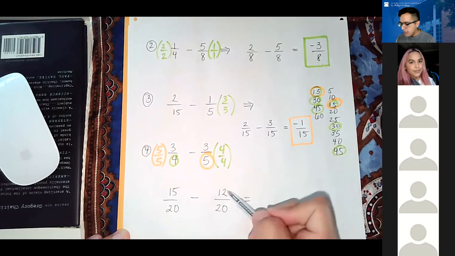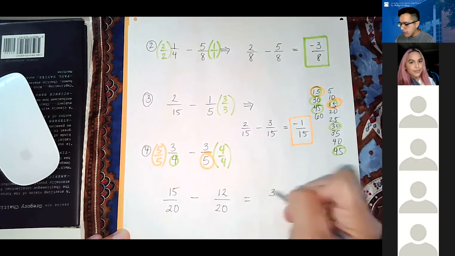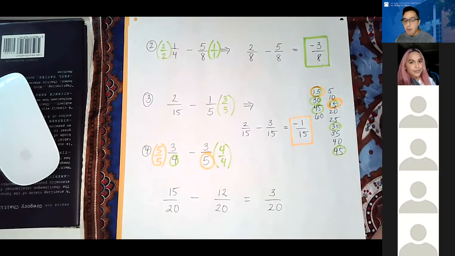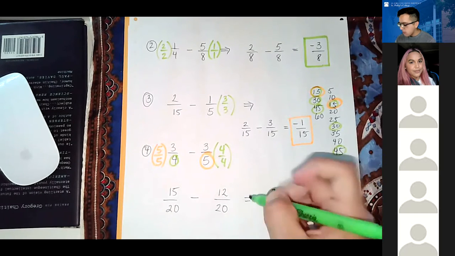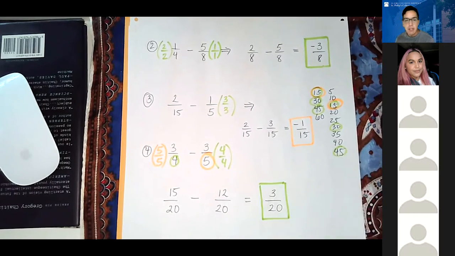And then 15 minus 12 should be 3 over 20. And that fraction does not simplify, so we're done. It's fully simplified. The way you just did that by swapping those denominators over, could we use that tactic on all of our LCMs? Yes, you could. But you always want to make sure that your final answer is fully simplified.